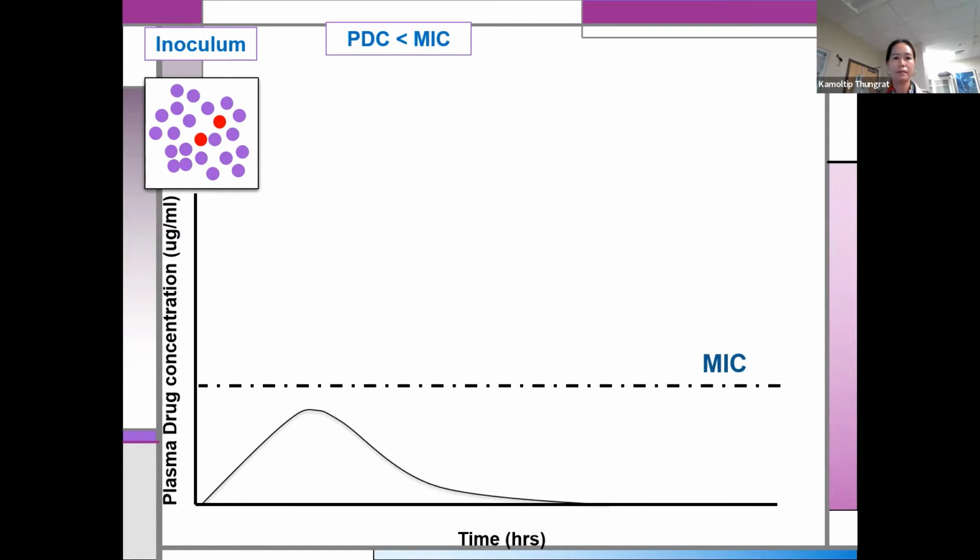What happened to the? Let me read the chat first. Not yet. I will answer your question, Ronan, but not yet. This one only covers time dependent. I'm going to show you how concentration dependent and time dependent drugs decide the dosing regimen. I will show you right after. Just be patient. Hang on with me.